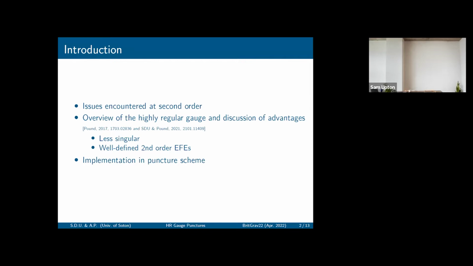First of all, I'm going to talk about the issues that we encounter when we look at second order self-force. Ollie gave a nice intro to self-force, but I'll just recap some of the things as well. I'll give an overview of the highly regular gauge and discuss why it alleviates some of these issues that we find at second order: the fact that it's less singular and it allows us to have well-defined second order Einstein field equations that include the world line of the small object. And finally, I'll talk about how we can implement the highly regular gauge in, say, a puncture scheme.